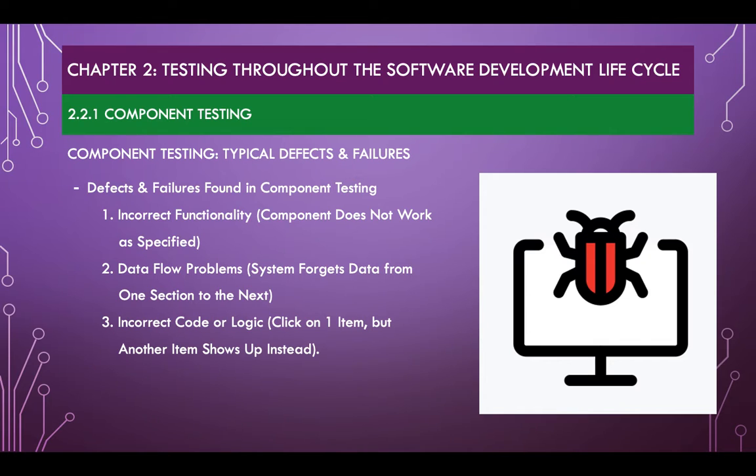Data flow problem. The system forgets data from one section to the next. If you were filling out an application for an insurance company and you were insuring your home, you put in your address, and when you get to the next section where it says what is the address we are insuring, you expect it to flow from one to the next, or even in the billing section, and it doesn't show up, that is an error.